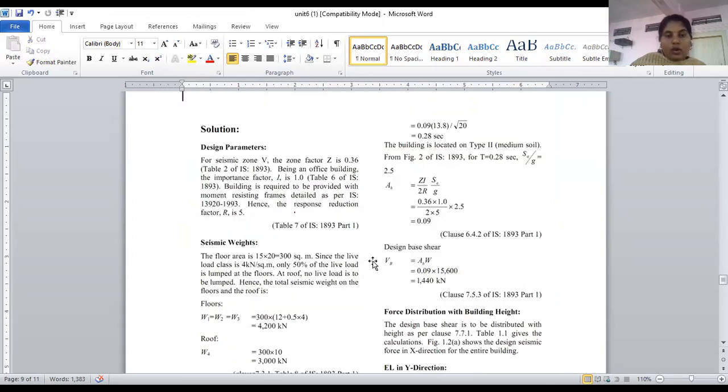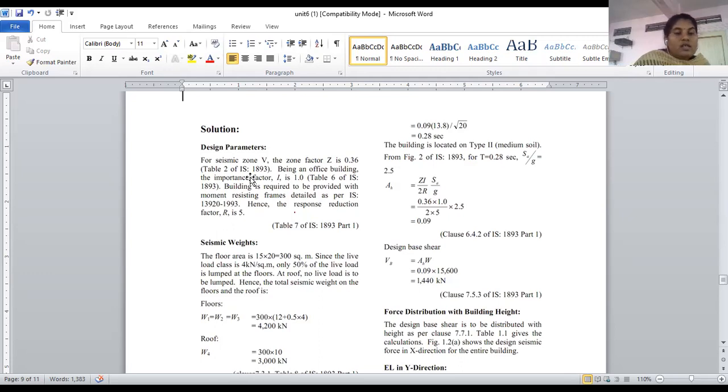Okay. In this problem they have mentioned the seismic zone as 5, that is the 5th seismic zone. For seismic zone 5, which is located in Shillong, the Z factor comes as 0.36. For that purpose, they have referred to Table number 2 from IS 1893. Okay, so write down the solution, and for that write whatever data is given.